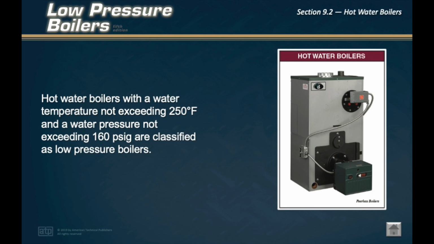Low-pressure boilers for steam or hot water are constructed in accordance with the American Society of Mechanical Engineers Boiler and Pressure Vessel Code, Section 4. This code covers steam boilers with operating pressures not exceeding 15 pounds per square inch and hot water boilers to be operated at pressures not exceeding 160 pounds per square inch. Temperatures should not exceed 250 degrees.